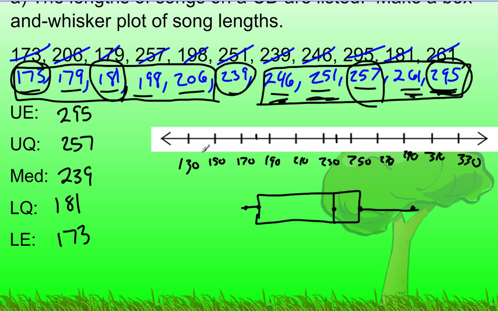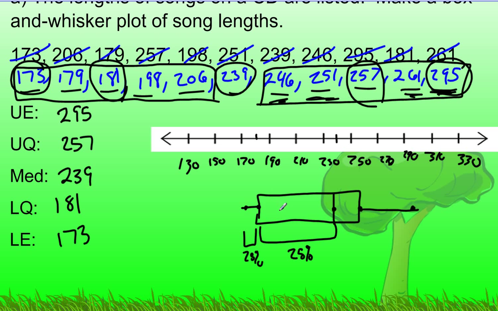Now, I want you to understand that in this little piece, there's 25% of the data. And in this big piece, there's 25% of the data. So why is this one really tiny and this one really big? Well, the reason is that although each section contains the same number of data points, these data points are closer together. These data points are more spaced out.